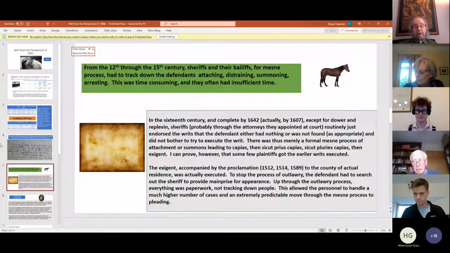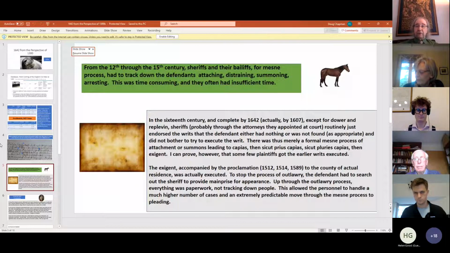So except for dower and replevin, the mesne process orders continued to be executed, and one can document that relatively easily. But except for dower and replevin, which, by the way, constitute, I think, less than 1% of the enrollments, as Baker has noted, the writs just made their way from one office at Westminster to another, and didn't actually go out to the sheriff. The sheriffs had to appoint an attorney to receive the writs, and that attorney just turned the writ over and wrote on it that the defendant couldn't be found or had nothing, and returned it back to the original office. And so those orders just stayed at Westminster.